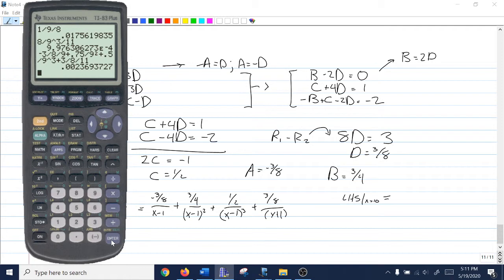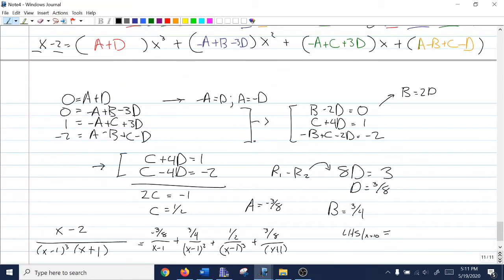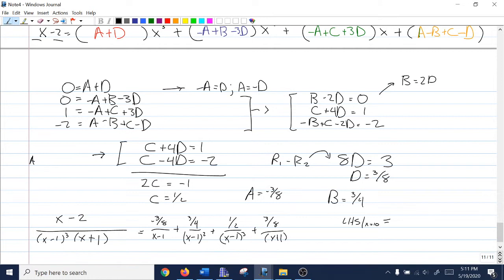Oh, this feels terrible. Okay, let's go back and see if these are actually solutions to this. Does A plus D equal 0? It does. Does negative A plus B minus 3D work? 3/8 plus 3/4 minus 3D. Oh, I can't even do this in my head. Let's write all these as eighths. 3/4 is going to be 6/8, and 1/2 is 4/8. Now maybe I can do this.